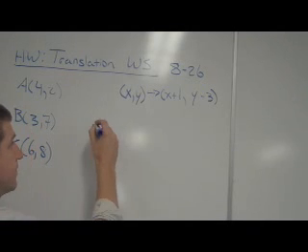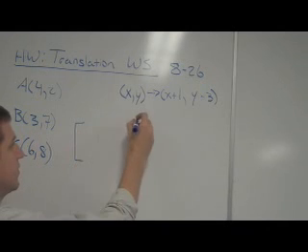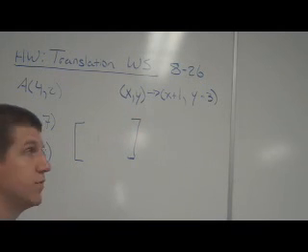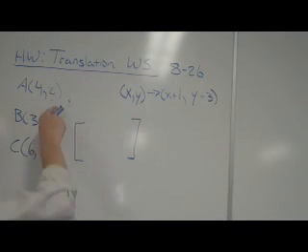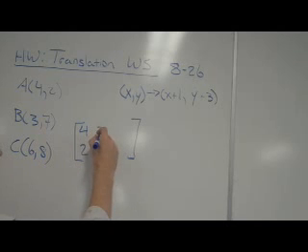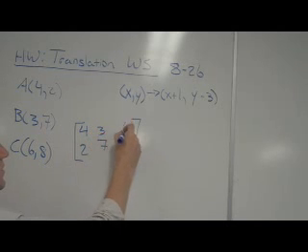So remember, we had 3 matrices we had to fill in. The first one was the vertex matrix, our original points. And we just put x on top and y on the bottom. So 4, 2, 3, 7, and 6, 8.